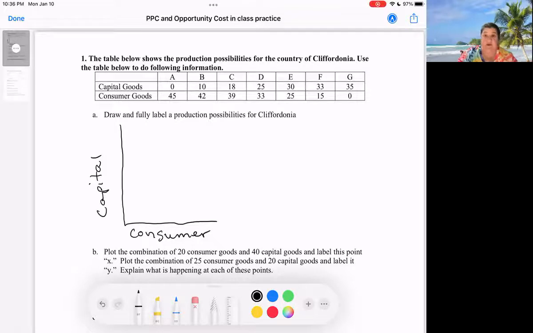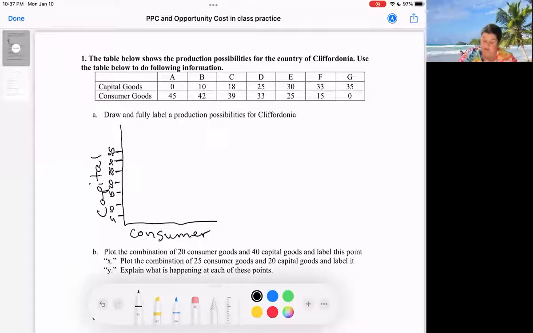Then let's make ourselves a scale. This will be 0, and we need to get for point G up to 35. I'm going to try going in increments of 5. So let's go 5, 10, 15, 20, 25, 30, 35. And again, we have to mark what we did. So 5, 10, 15, 25, 30, and there we end up at 35.